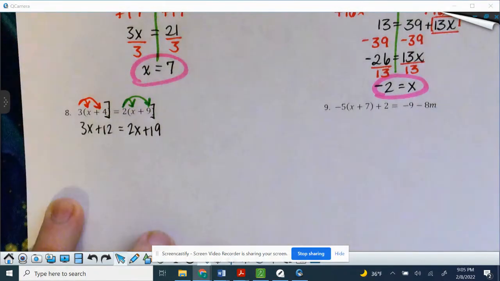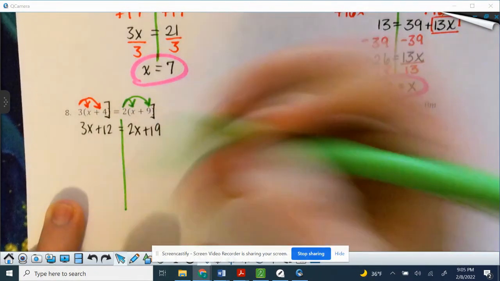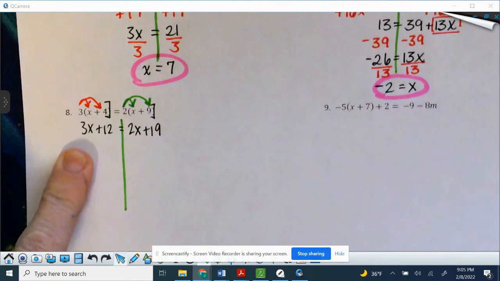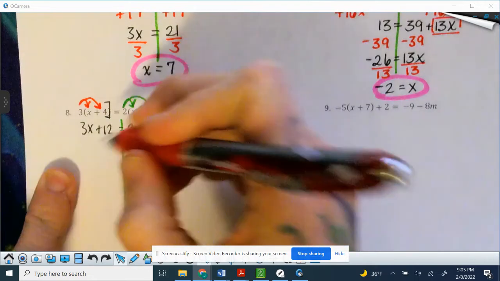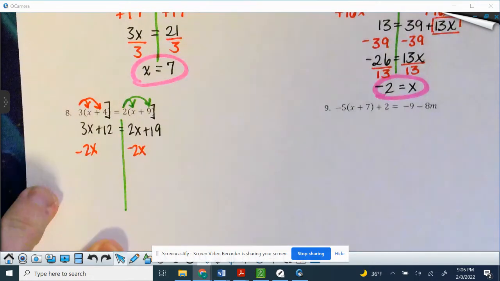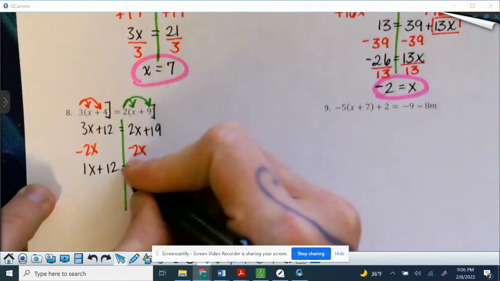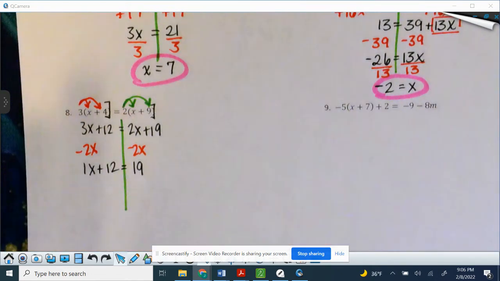So now we're going to have a big line of great divide. We need to again decide which side we want our x's to go to and then which side we want our constant to go to. I like to work towards the largest coefficient attached to your x, and that's going to be my 3. So I'm going to subtract 2x and subtract 2x, and that's going to leave me with 1x plus 12 equals 19, and that 12 and 19 are staying there because I haven't done anything with them yet.